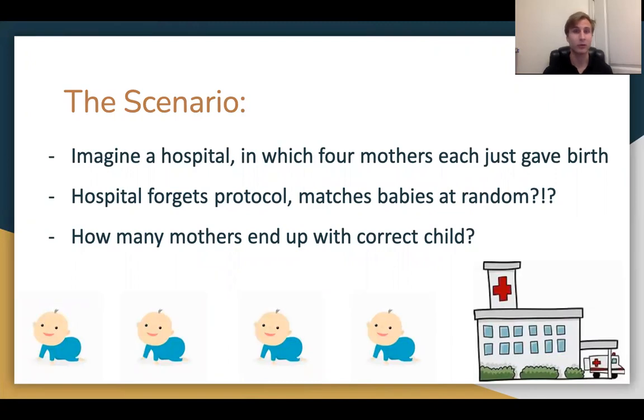Okay, so here is the scenario. Imagine a hospital in which four mothers each just gave birth. But instead of the hospital being able to correctly match each baby to the correct mother, they completely forget protocol. The babies all get mixed up and they end up having to deliver the babies to the mothers at random. Even though this is a complete hypothetical, it's just to get the point across. And so the question that is asked is, how many mothers end up with the correct child? Maybe that's zero, maybe they get lucky and all four are correct matches, maybe it's in between. We don't know that yet, but we are going to look at the probabilities for this question.